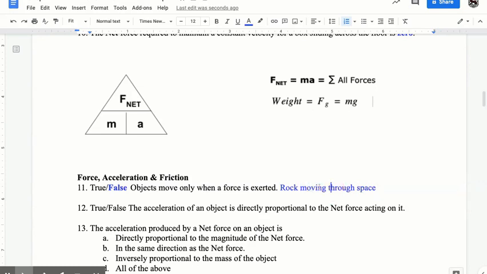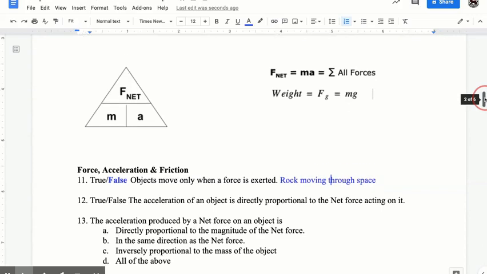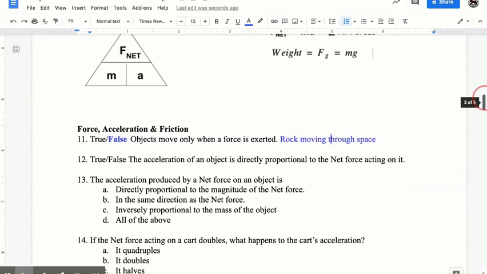And this is the whole, okay, it's inertia. It's already moving, so it doesn't take any forces to make it keep moving. It wants to keep moving. Okay. True or false, the acceleration of an object is directly proportional to the net force acting on it. Acceleration compared to net force.